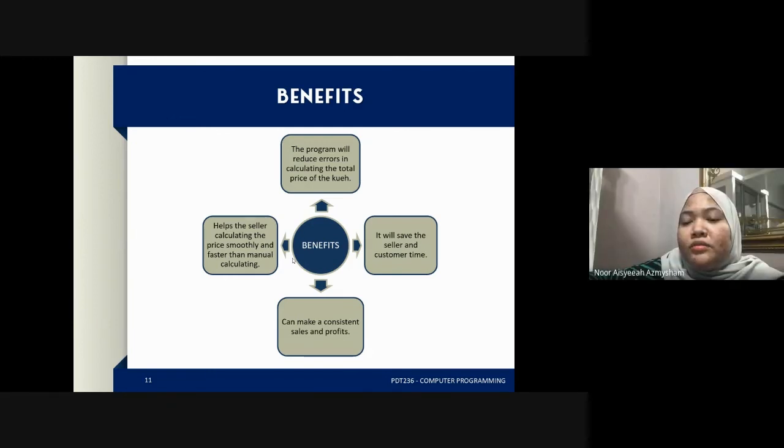Okay, thank you, Azrin. For the benefit of the program to the kueh seller, firstly the program will reduce errors while calculating the total price of the kueh, and then it will save the seller and the customer time in making an order to the seller, and then it can make consistent sales and also profit because it is organized properly. Then lastly, it will help the seller calculate the price smoothly and also faster than manual calculating.